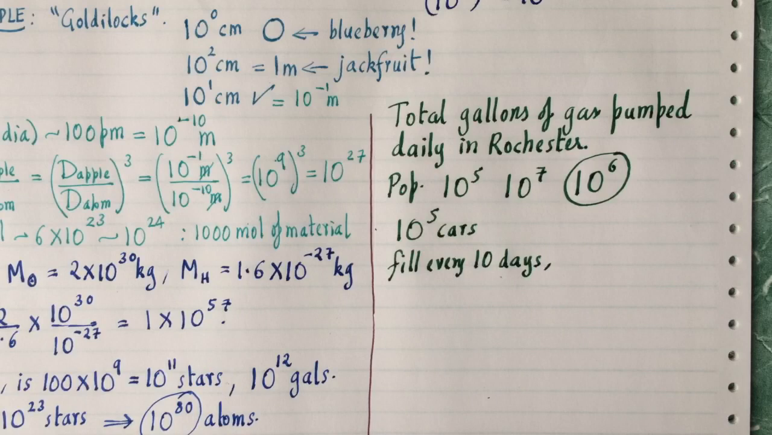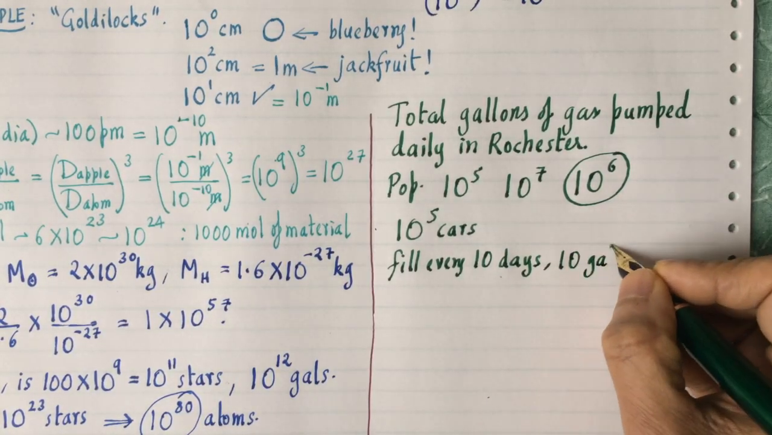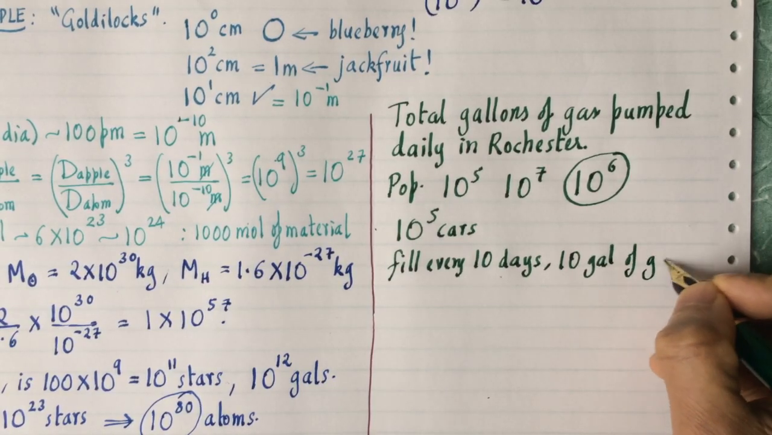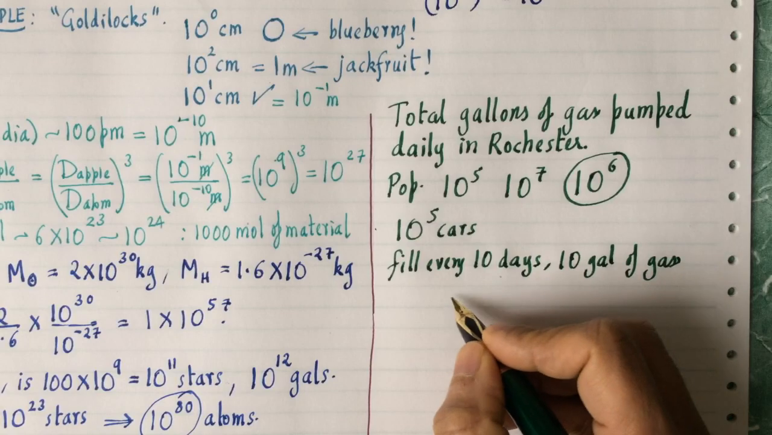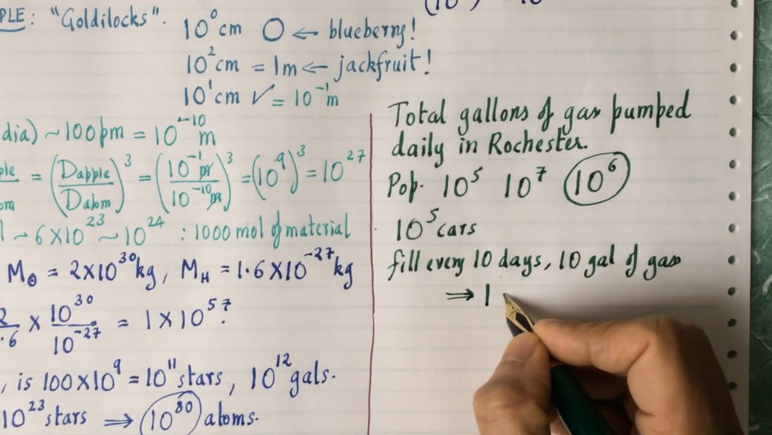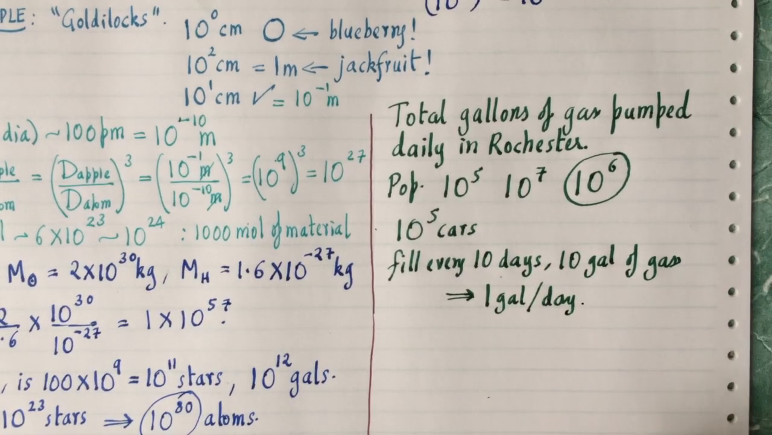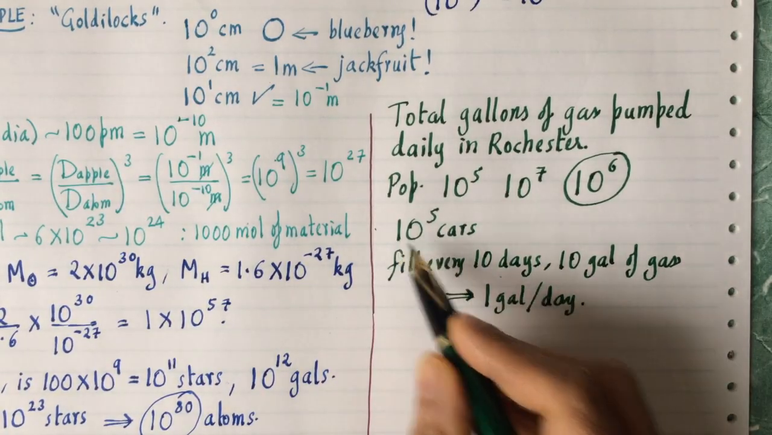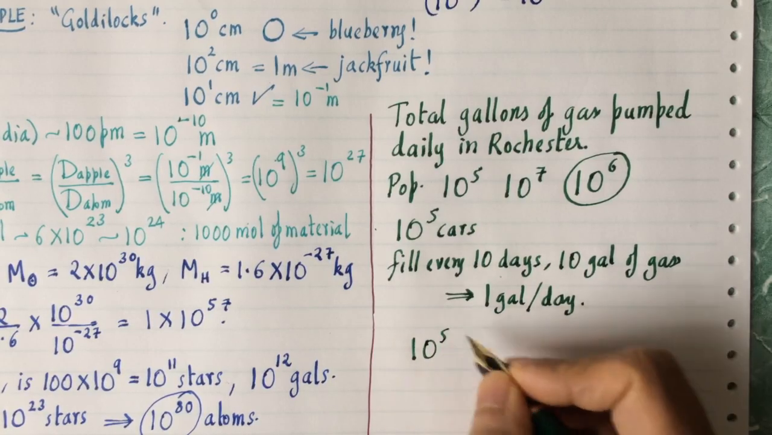Well, is it 1 gallon you fill? That's almost lawnmower sized. No. 100 gallons? No, that's a huge truck. So yeah, 10 gallons of gas is the Goldilocks zone. Which means if you fill 10 gallons in 10 days, you fill 1 gallon per day on average. So 10 to the 5 cars, 1 gallon a day, that means 10 to the 5 gallons per day.